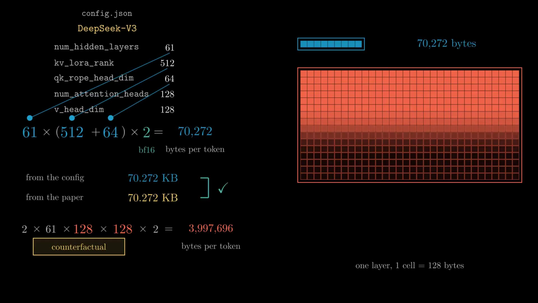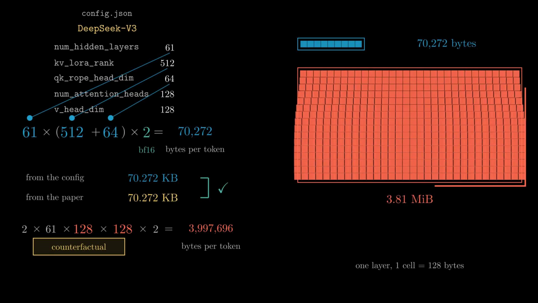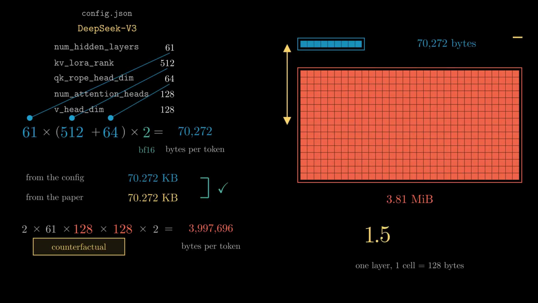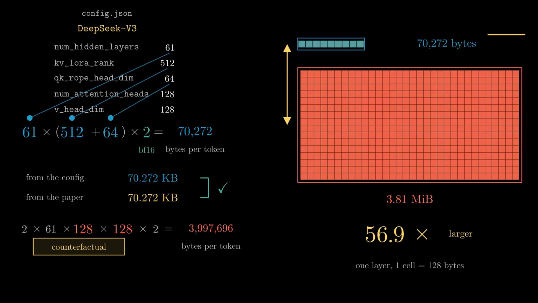Now compare it against the same model built with full attention, every head keeping its own key and value, 3.81 megabytes per token. 57 times larger for the same model at the same context, off the back of one design decision.